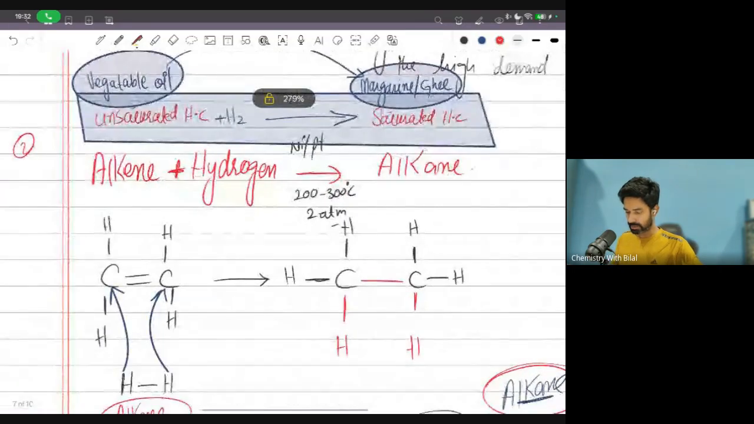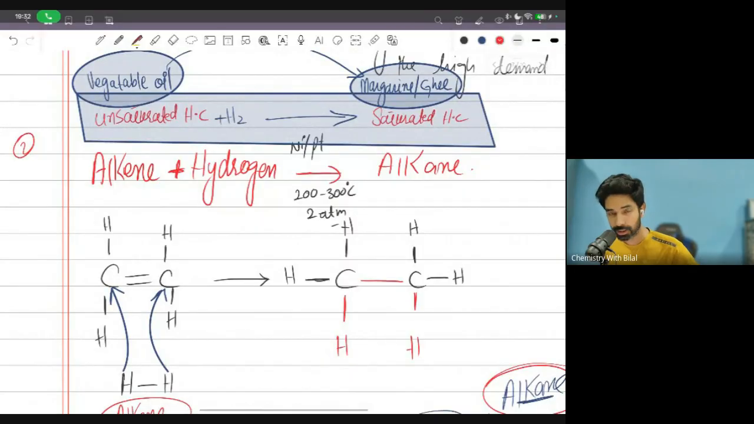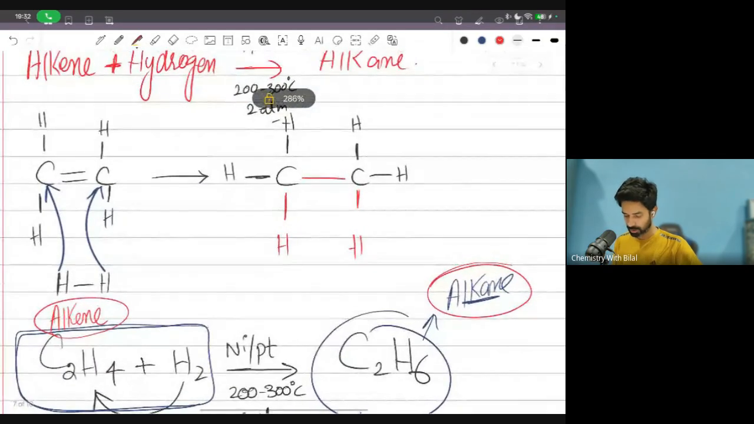Then there was another reaction of making an alkane, which is called addition of hydrogen into an alkene. An alkene is something that has a double bond. You add hydrogen, and hydrogen is literally added to those carbon atoms which are connected by the double bond.